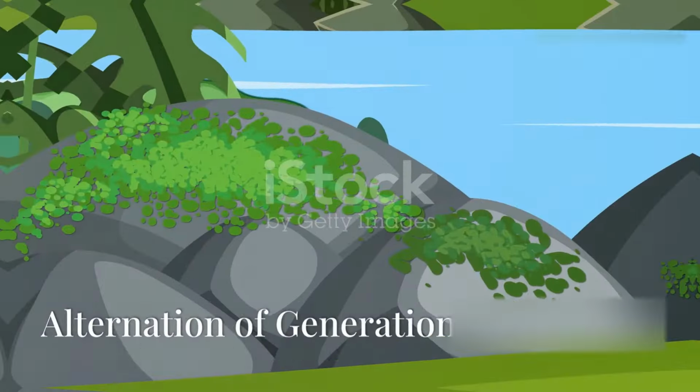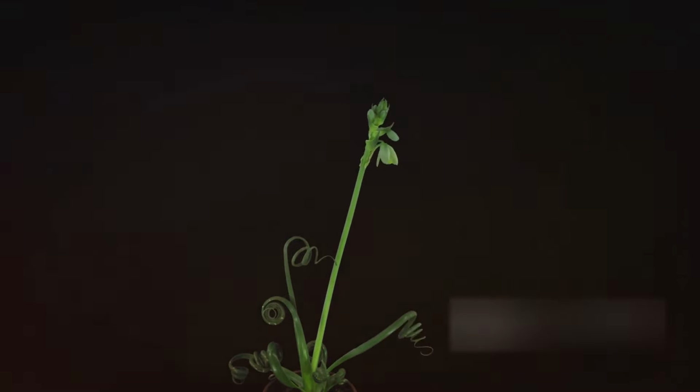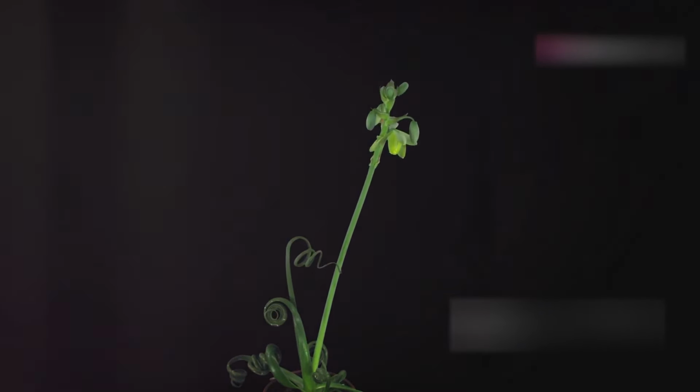Alternation of generations is a reproductive cycle of certain plants, fungi, and protists. It involves alternating between two distinct forms, a haploid gametophyte and a diploid sporophyte. The gametophyte produces gametes, sperm and eggs, through mitosis, which fuse during fertilization to form a diploid zygote. This zygote grows into the sporophyte, which produces haploid spores through meiosis. These spores develop into new gametophytes, completing the cycle. This process allows for genetic diversity and adaptation to changing environments.